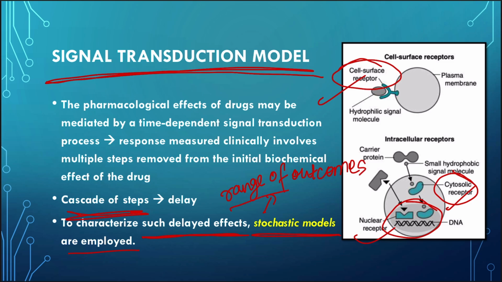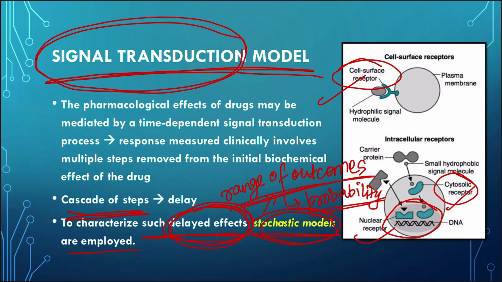So we are considering a range of outcomes, and each outcome will have a different probability of occurring. This is the reason why we are considering stochastic models to characterize these delayed effects because of the signal transduction process, that is the propagation of the signal once the drug binds to either the cell surface receptor or to the cytosolic receptor or to the nuclear receptor. So this was about the signal transduction model.